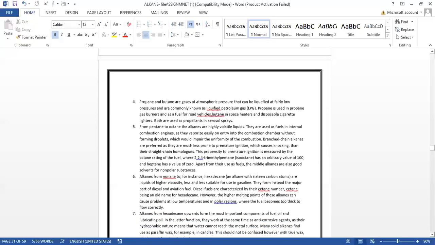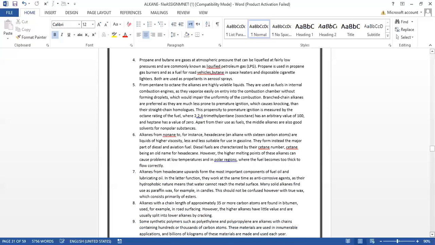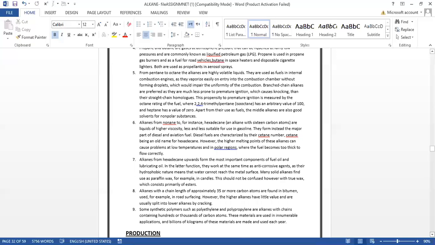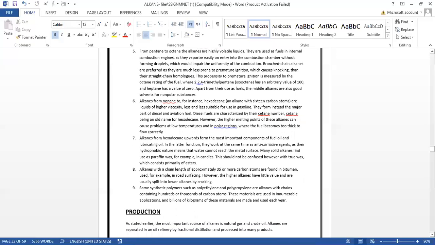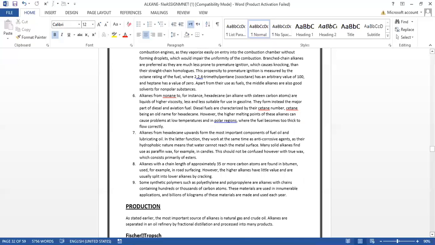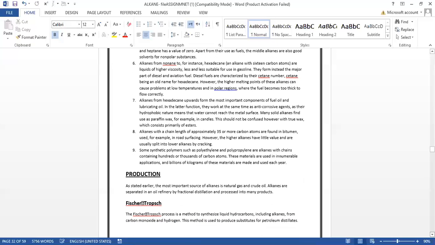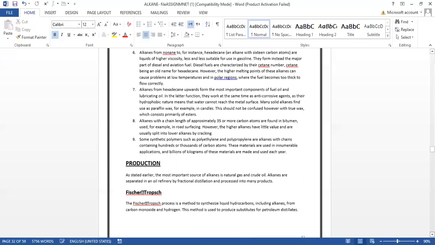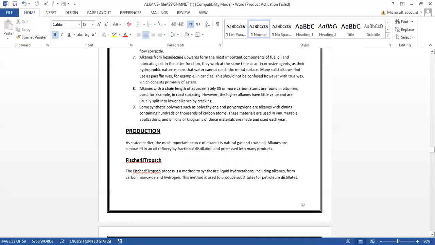Pentane to octane are highly volatile liquids. They are used as fuel in internal combustion engines. Alkanes from nonane up to decane and above are more viscous liquids, for example used in gasoline. Alkanes from hexadecane upwards are very important in the use of fuel oil. Alkanes with long chains, approximately 35 or more carbons, are found in bitumen, used for example in road surfacing.